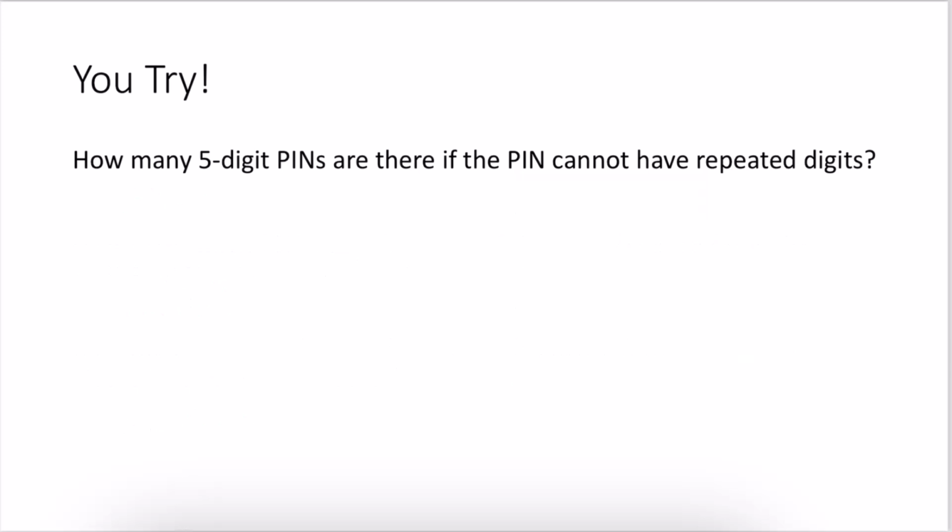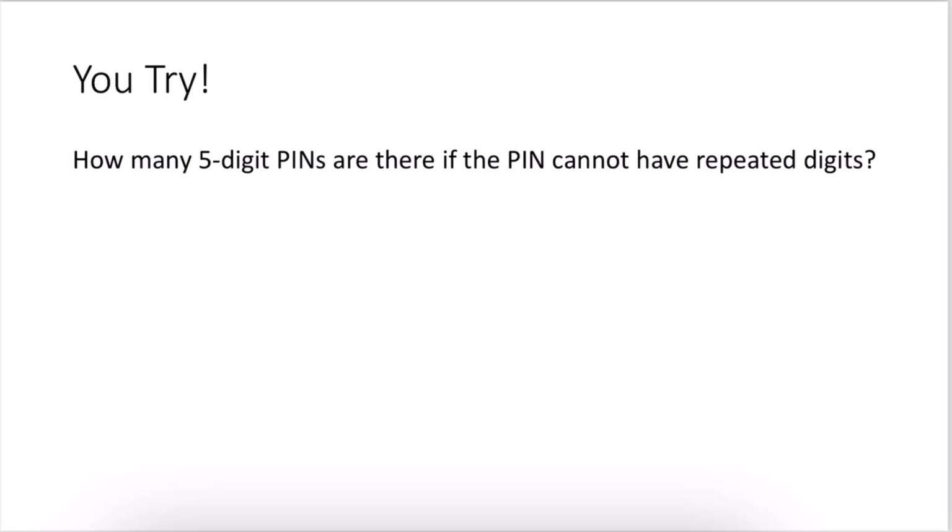Okay, so for this first one, the question is, how many 5-digit PINs are there if the PIN cannot have repeated digits? So a PIN is a personal identification number. That's what that means. And a 5-digit PIN would be one where you have 5 numbers in your PIN.